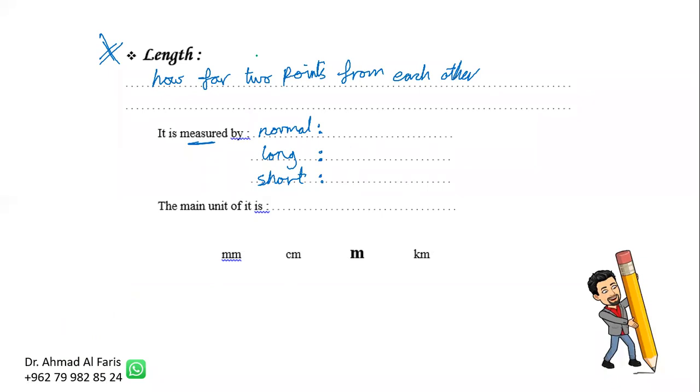Yes, exactly. So for normal distances, we are going to use a meter rule or ruler, a normal ruler. For long distances, we are going to use a measuring tape, as some of you told me now. The measuring tape can measure from 3 meters to 500 meters. For short distances, I will use a certain instrument that can measure the thickness of a human hair, which we call the micrometer screw gauge.